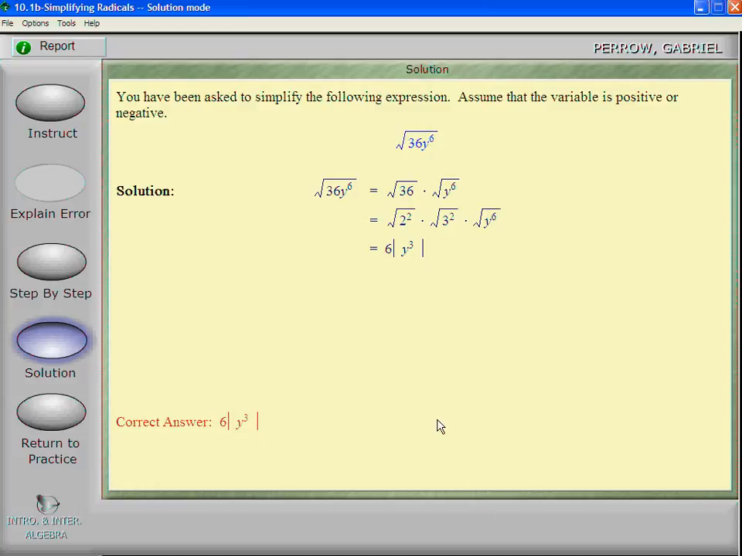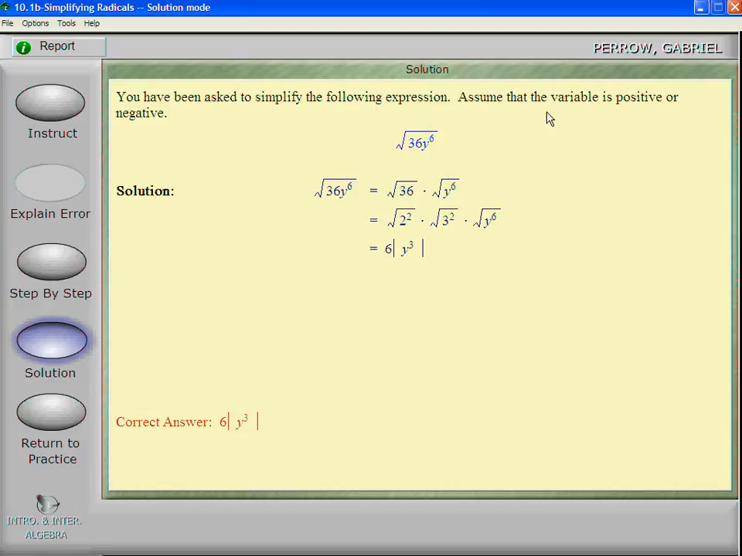Now the weird thing about the absolute value part, you may look at that and be like, where did that come from? Okay, it's just the idea that if they say assume the variable is positive or negative, that means that it could have been a negative value there. And the only way that's really going to even matter in these types of problems is when you try to take an even root, okay, so a square root, a fourth root, or whatever, and then you have an odd result, okay?